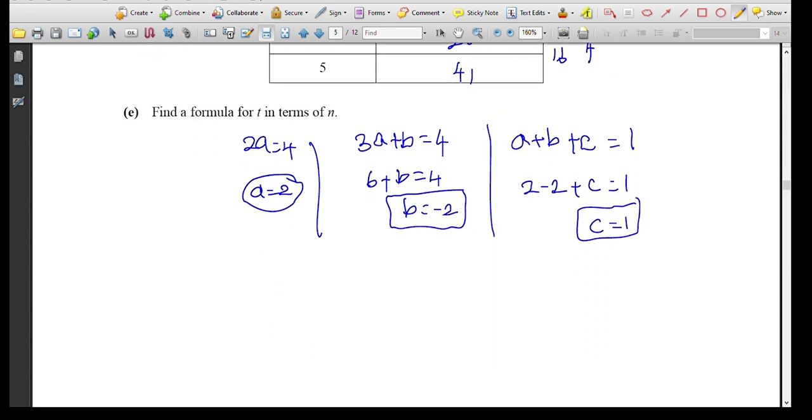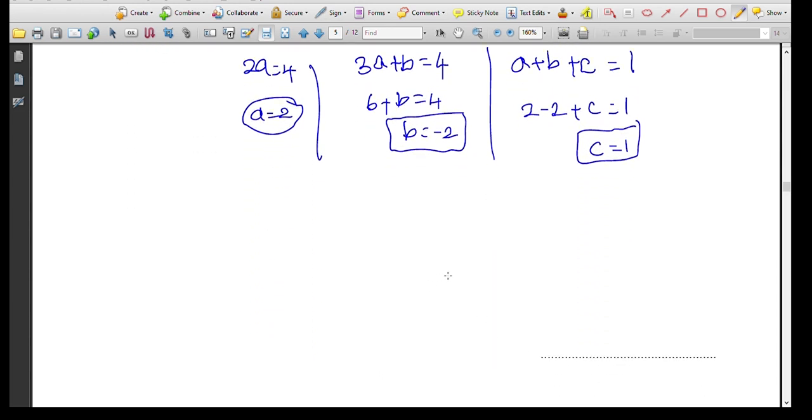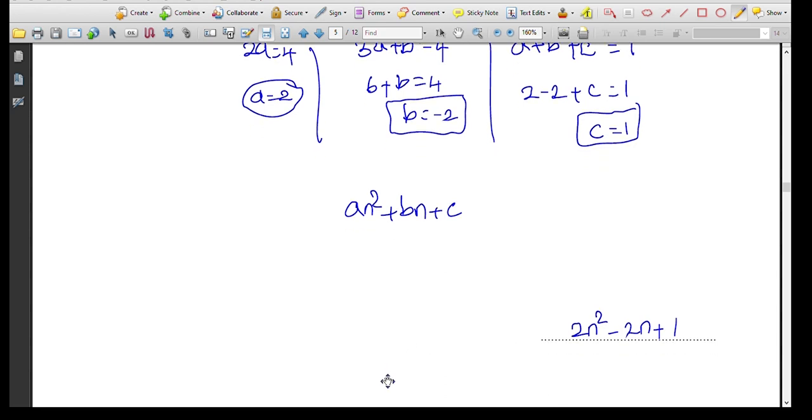We can write the nth term. I will write you the general form also. It's an squared plus bn plus c is the nth term, and here it is 2n squared minus 2n plus 1. We have finished this subdivision. Let's proceed to the next one.